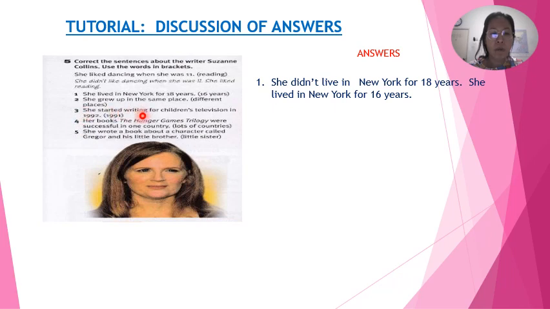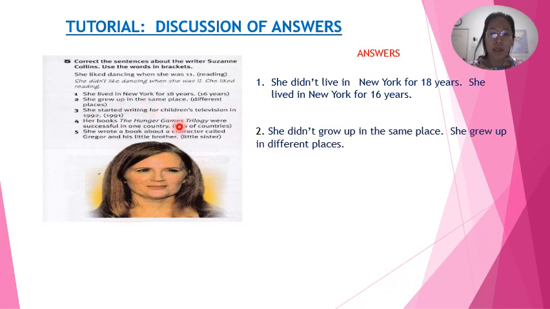Okay, she grew up in the same place. Okay, so here the given words are different places. She grew up, also be the answer. She didn't grow. Okay, this is the best form for grow. She didn't grow up in the same place. She grew up in different places.